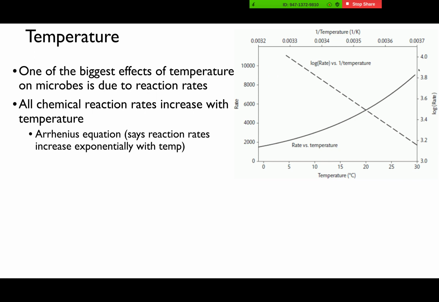So there is a relationship. The hotter things get, the faster reaction rates occur. And this is just how chemistry works. And so microbes are susceptible to this as well. Warmer temperatures mean microbes can grow faster.